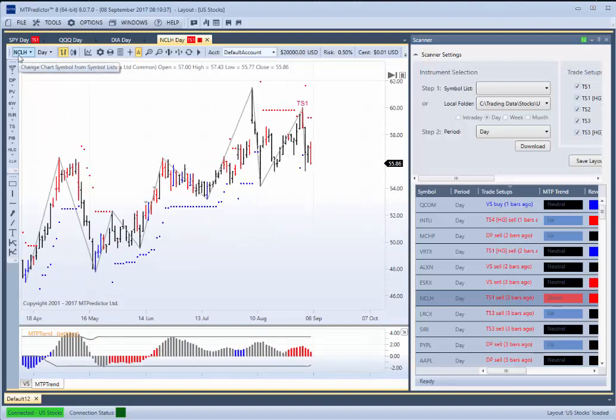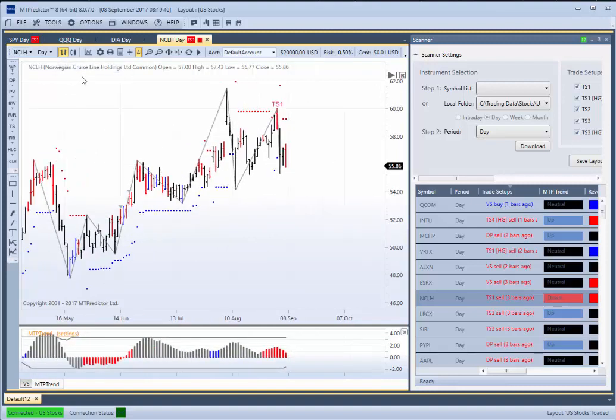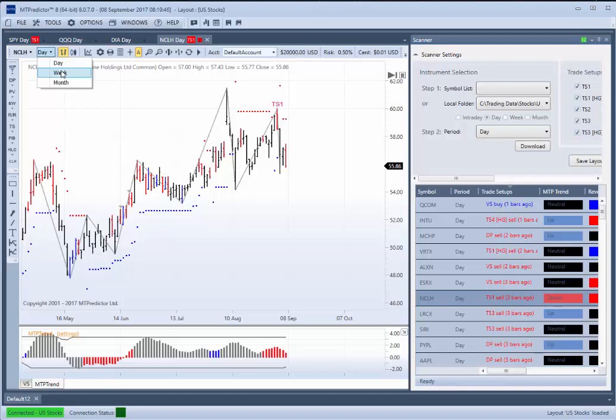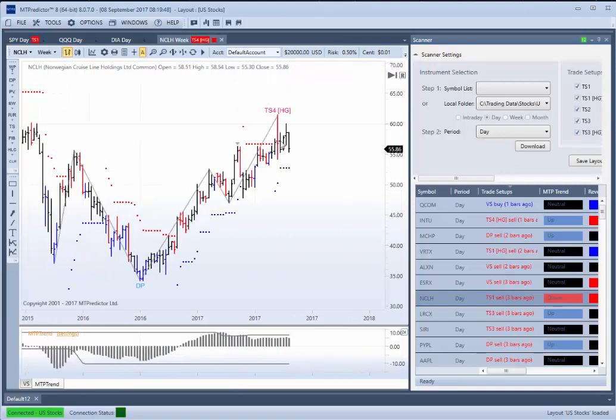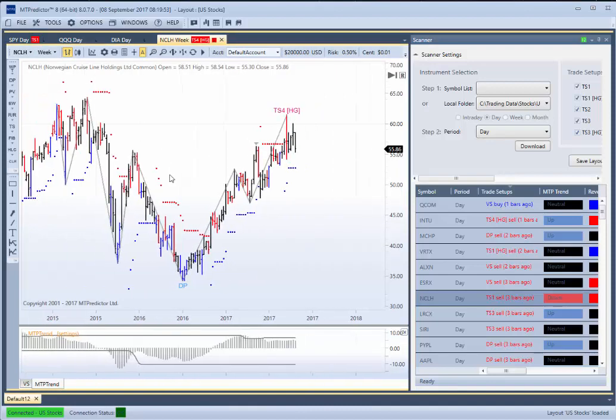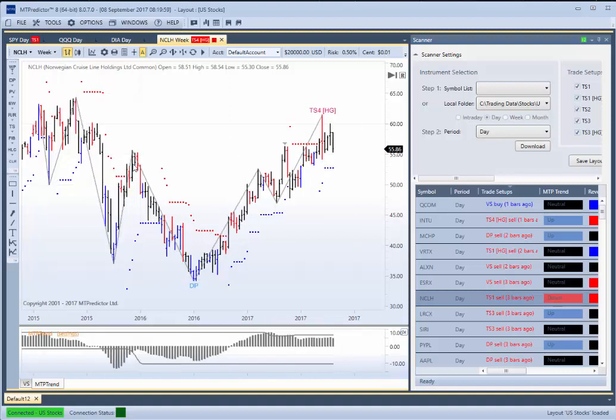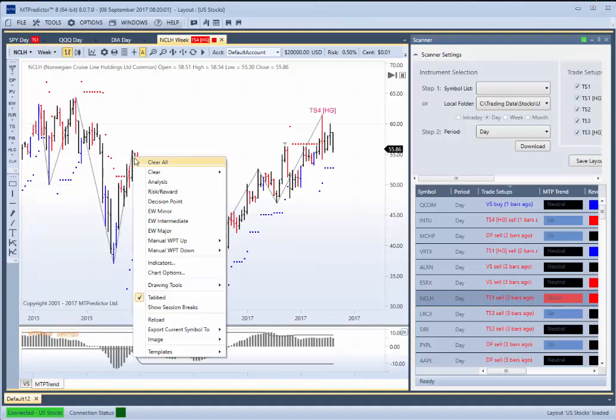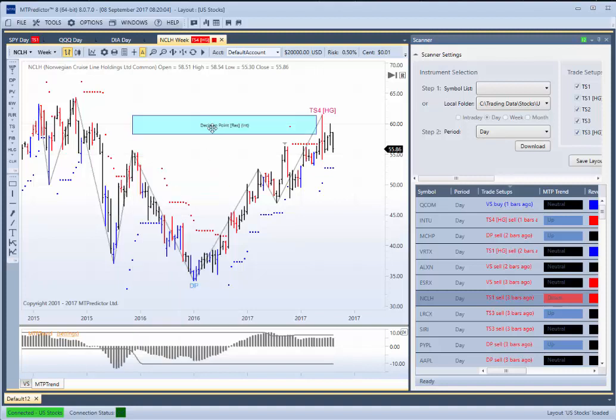So for example, on this one, Cruise Line Holdings had a TS1 sell a few days ago, but if we go to the menu here and do weekly, it's a good idea to see whether this setup came in at higher time frame resistance. If I zoom out a bit, you can see that on a weekly time frame this was the last swing down to the low. So as per normal, we go back to the last high, which was here, right mouse click, do DP, and this would have given an area of resistance where this particular stock was likely to find resistance.